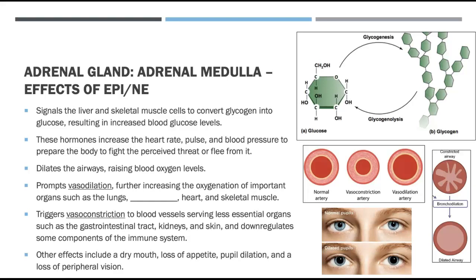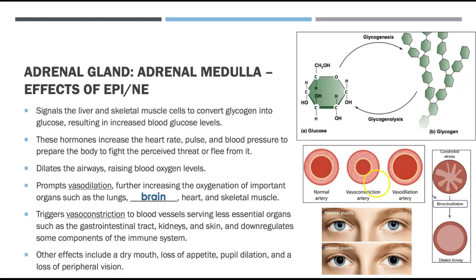And we will know that our airways are going to dilate. We call this bronchodilation, which allows us to be able to ventilate more, bringing more air into our lungs that can help move that oxygen into our blood, so that will raise our blood oxygen levels. Will also prompt vasodilation. So here's our normal artery. Vasodilation means that the muscle in here is relaxing, opening up that lumen, and this can help increase oxygenation of our important organs such as the lungs, our brain, heart, and skeletal muscle.